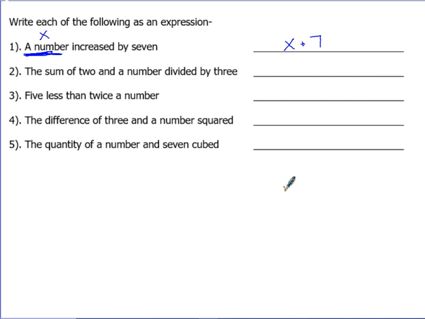Okay, the sum of 2 and a number. Sum is addition. So the sum of 2 and a number divided by 3. And I want you to get in the habit of writing your division as fractions. We're not really going to use this symbol anymore. 5 less than twice a number. So anytime I see less than, I know this part has to come first. So twice a number, that's 2 times x. And then we want 5 less than that.